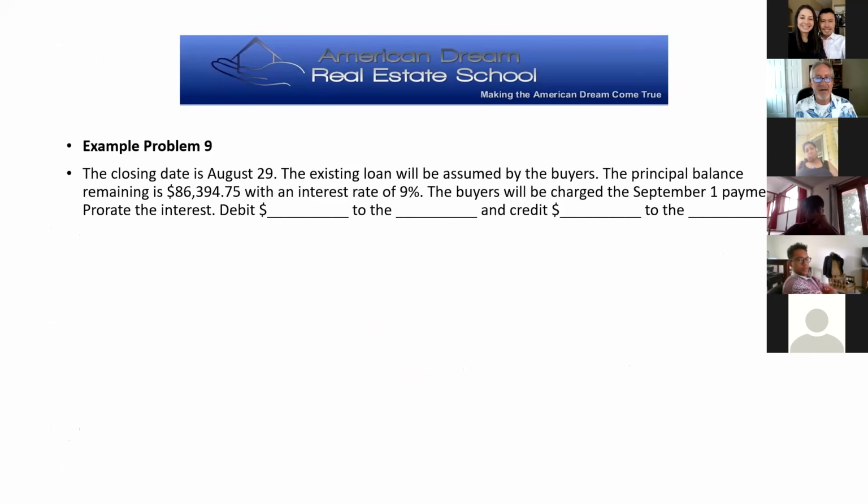Okay. This is another interesting existing loan assumption. Closing date is August 29th. Let's see how we do on time. We can do another one of these. Principal balance is 86,394.75, interest rate of 9%. Borrowers will be charged a September 1st payment. Prorate the interest.